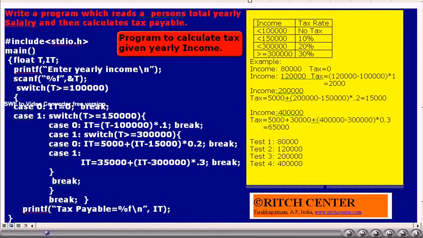For example, consider a candidate's income is 80,000 rupees. That is less than 1 lakh. Thus, he is not required to pay anything. That is, tax will be 0.